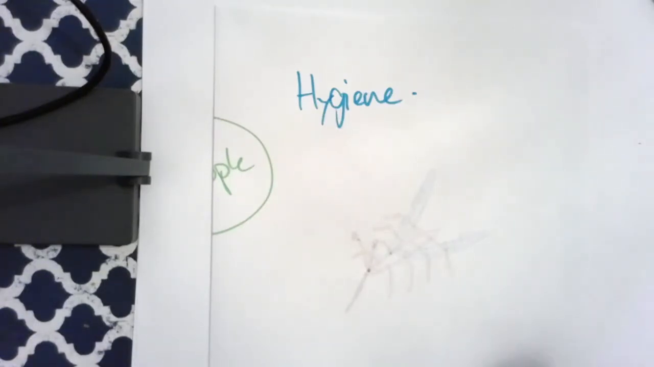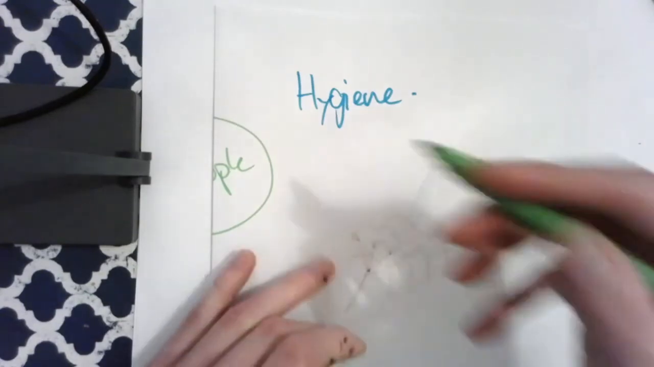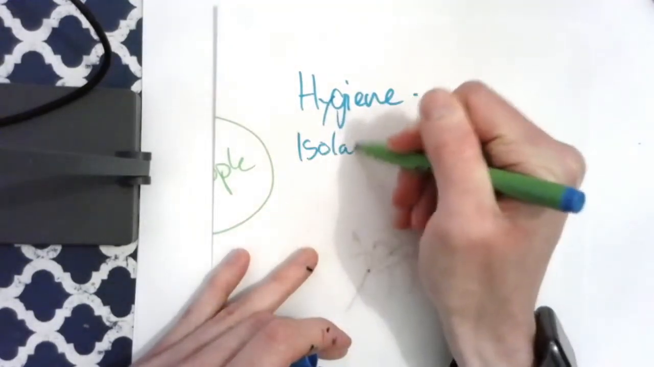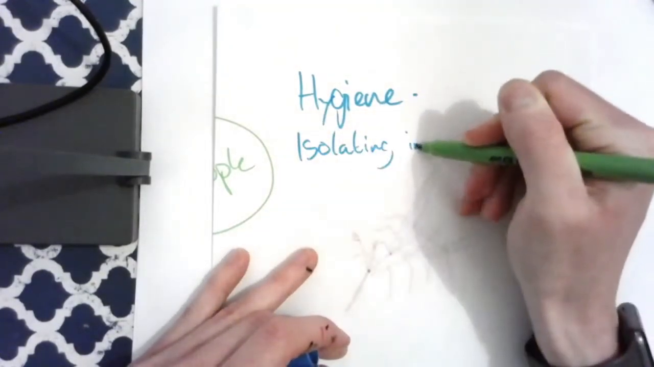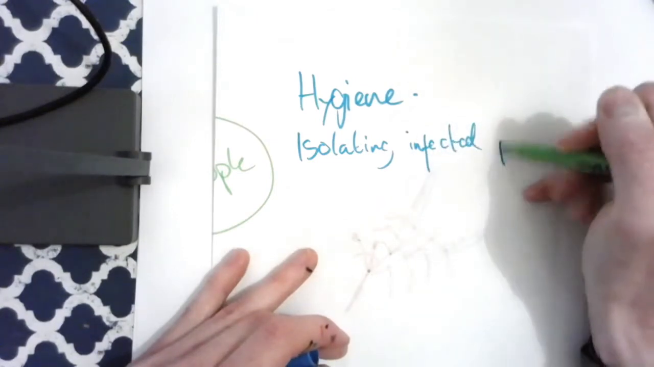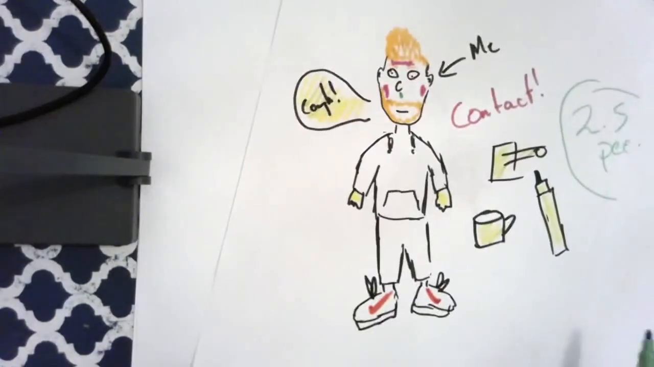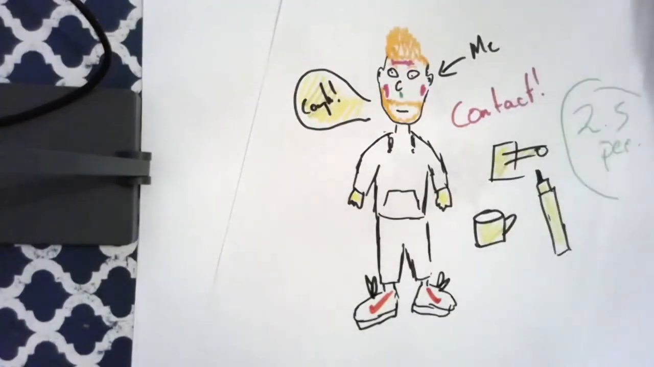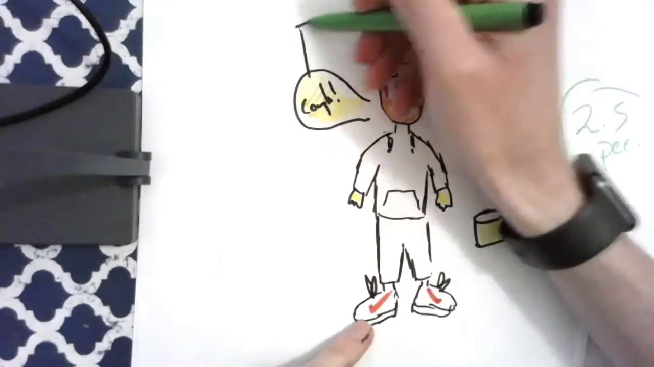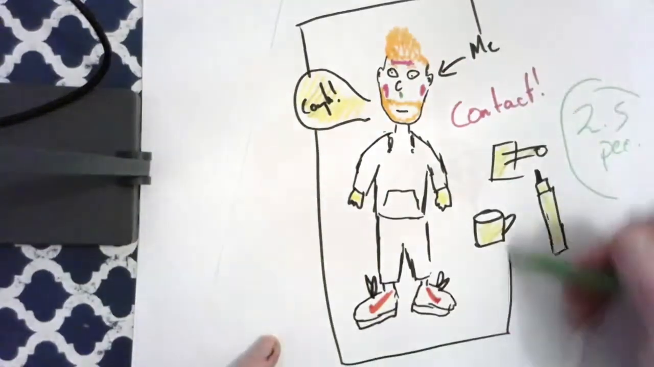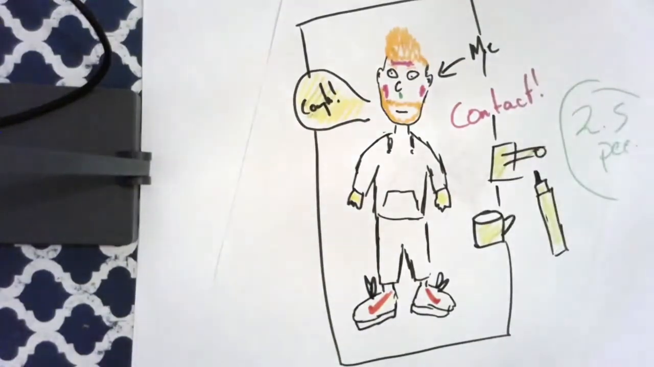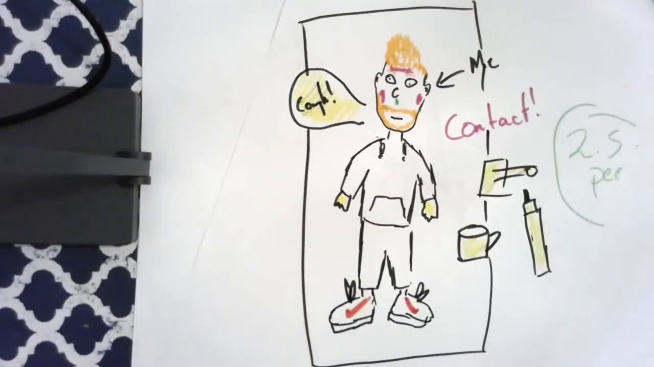Okay, then the next thing is about isolating infected people. So if I've got the coronavirus, going back to my wonderful drawing here, what we should really be doing is isolating me, putting me away from the rest of the world. This is me in a box, so that I wasn't able to touch any of these things, my cough wasn't going anywhere, I was completely isolated and unable to spread it further.